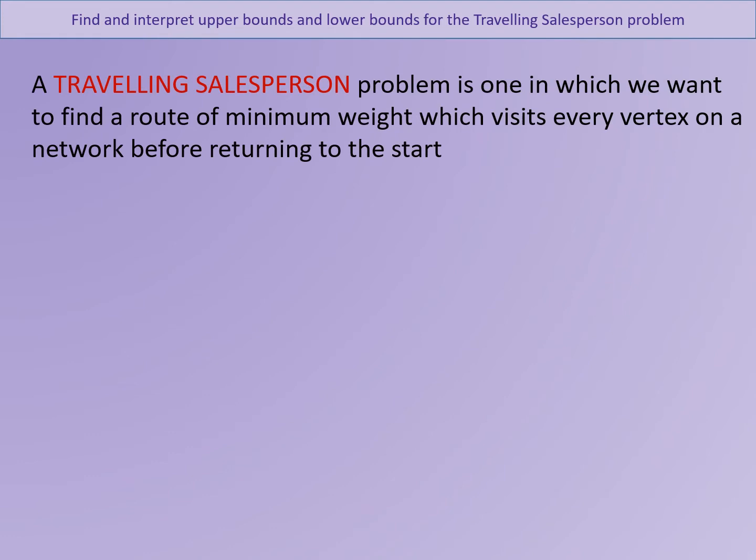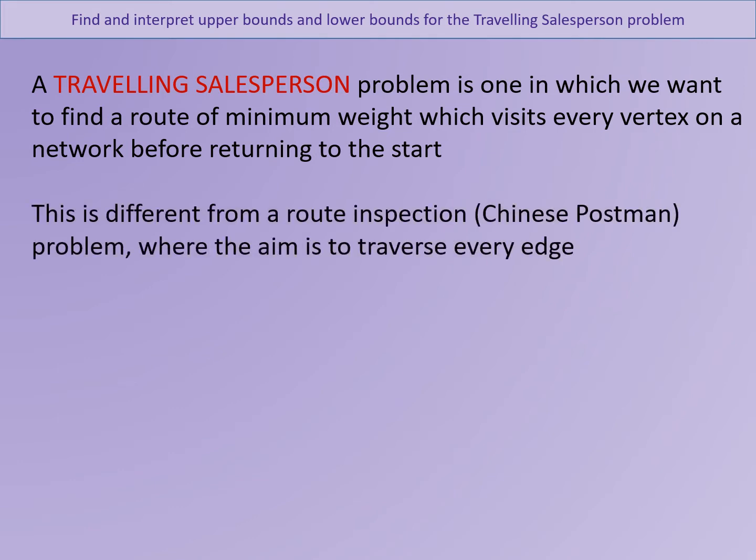A travelling salesperson problem is one in which you want to start at a vertex, visit every other vertex exactly once and return to the start in the shortest distance possible. This is a different problem from the route inspection problem we looked at earlier with the Chinese postman algorithm, where the aim was to travel along every edge exactly once.